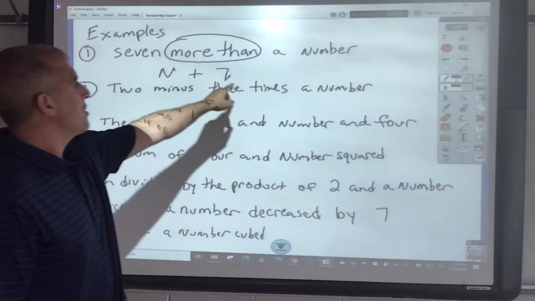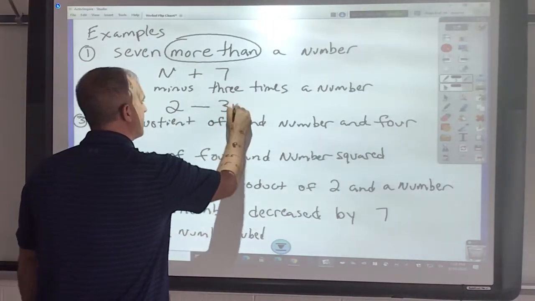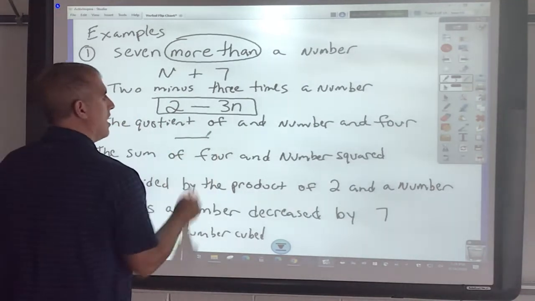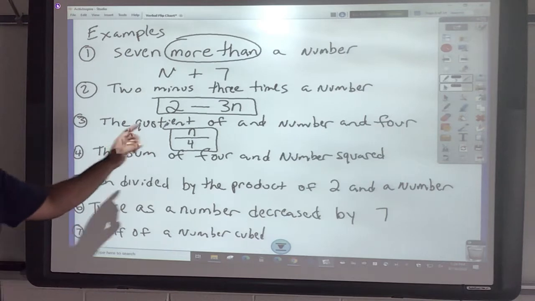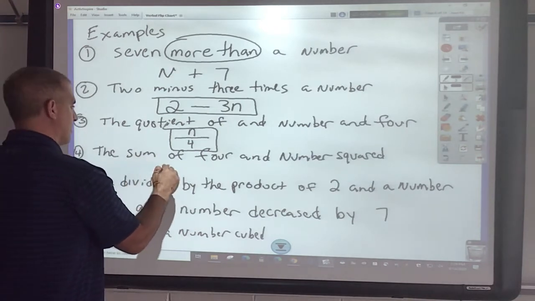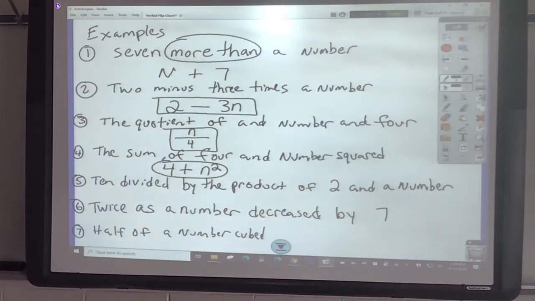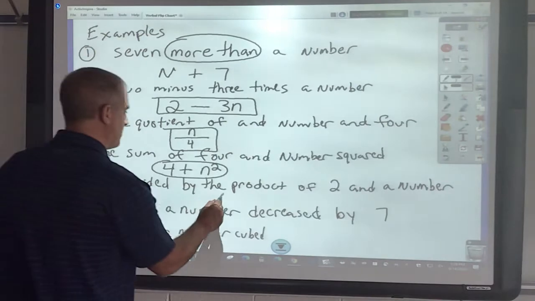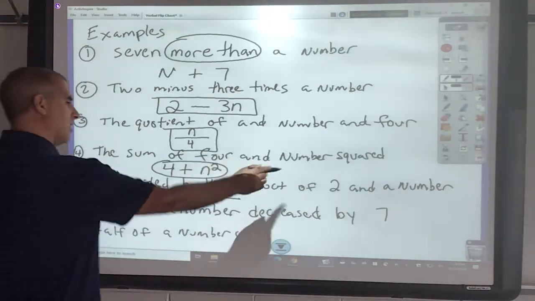2 minus 3 times a number. 3 would be multiplication. Times a number would be that. The quotient, which means division, of a number and 4. The sum of 4 and a number squared. The sum of 4, so sum means add, so 4, sum of 4, a number squared. 10 divided by the product of 2 and a number. Divided by, obviously, would be division. 10 divided by the product of 2 and a number, so that would be 2n.